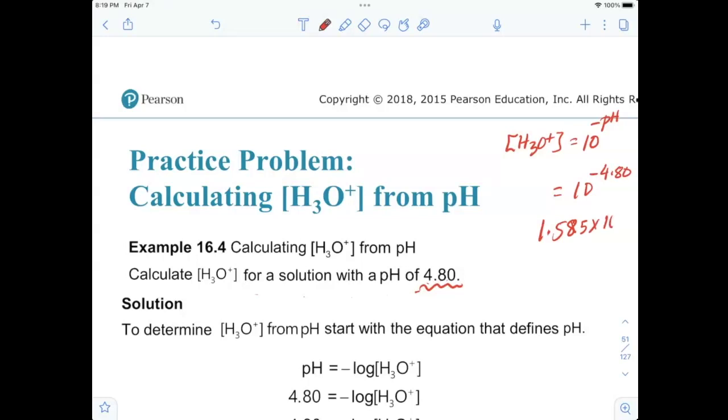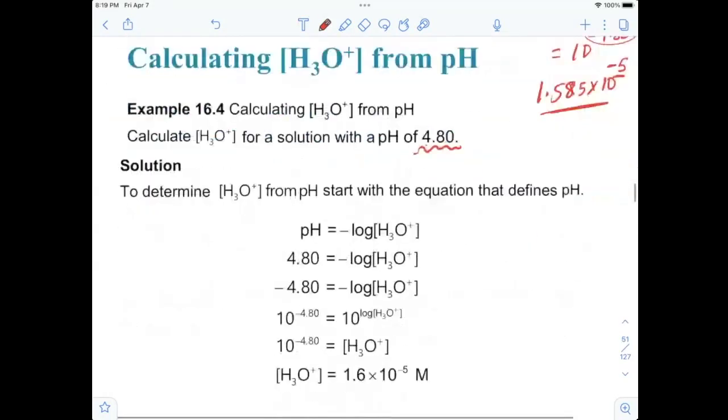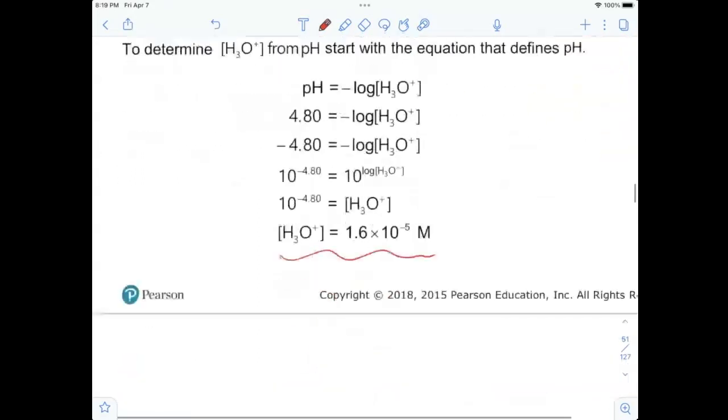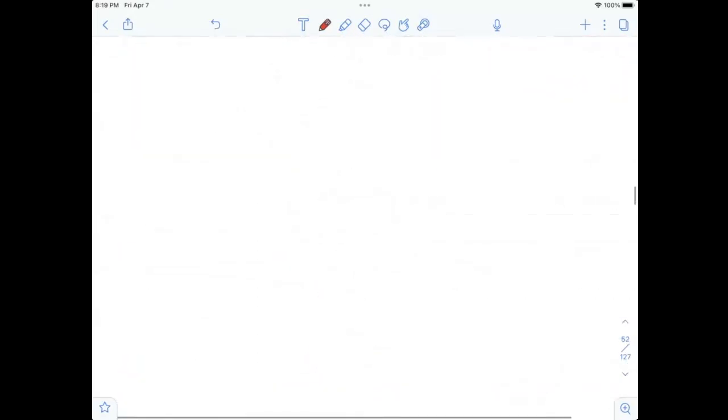And your answer ends up being 1.585 times 10 power negative 5. So the power here is very similar to this number right here. But yes, that should be your answer. What they have here, well, they round it up: 1.6 times 10 power negative 5 molar. So this should be pretty straightforward. Let's go ahead and move on.